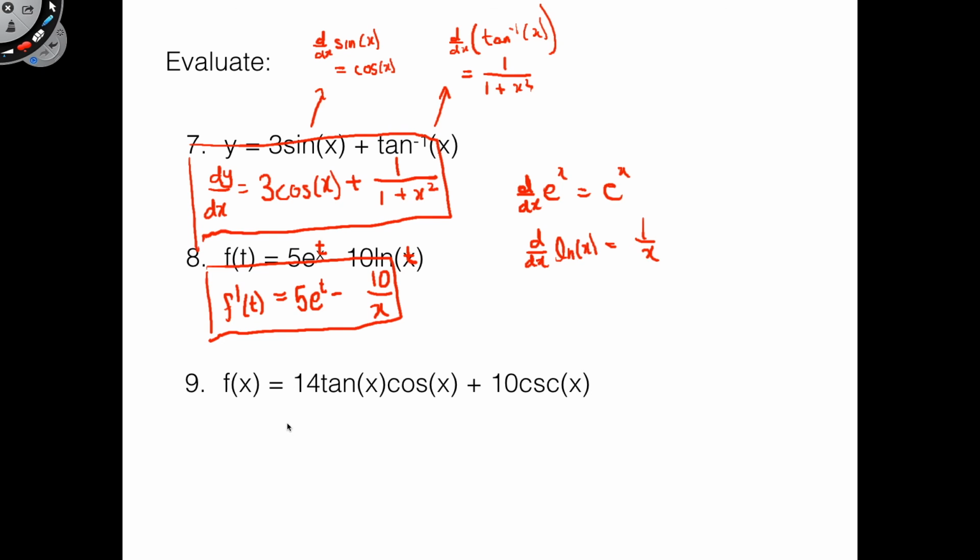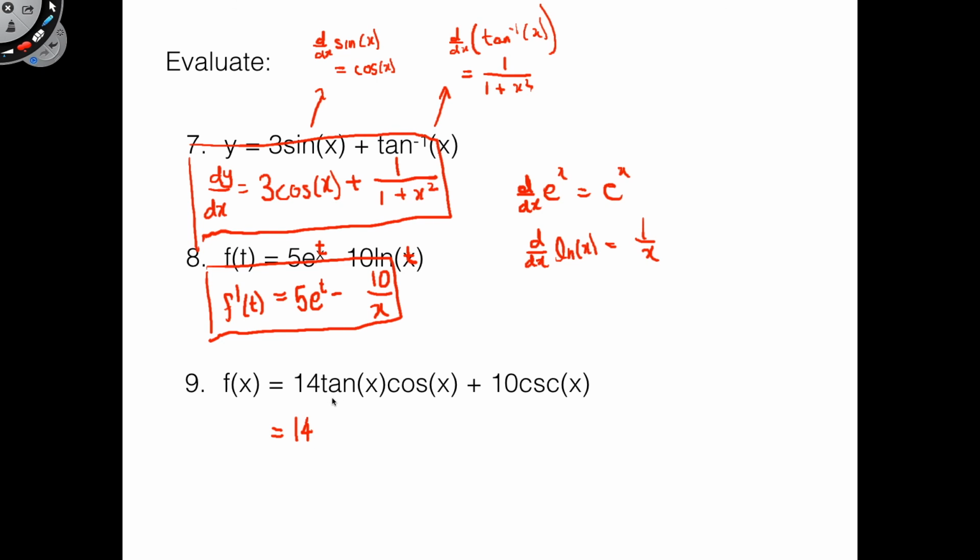This problem is where things get slightly more interesting, all right? So 14 tangent x cosine of x plus 10 cosecant of x. Now, for tangent times cosine, this is not something we know how to do right now with our basic rules, because we don't know what's called the product rule, which enables us to take the derivatives of products. So it's not possible for us to do this as it is. But what we can do is go ahead and rewrite the tangent.